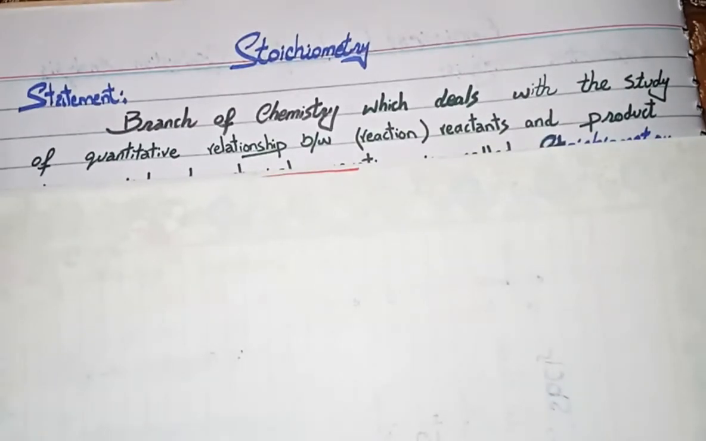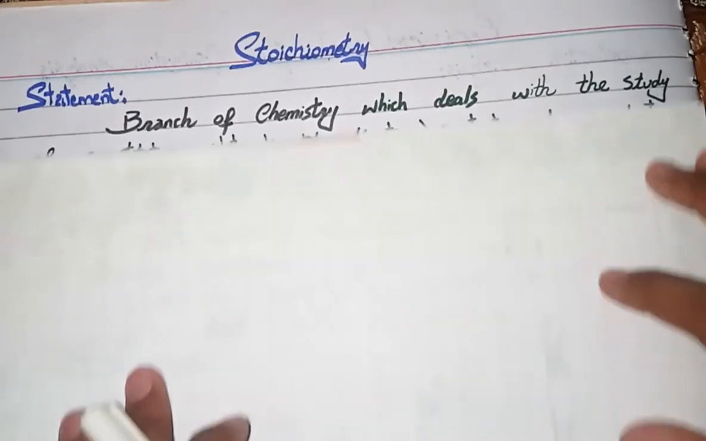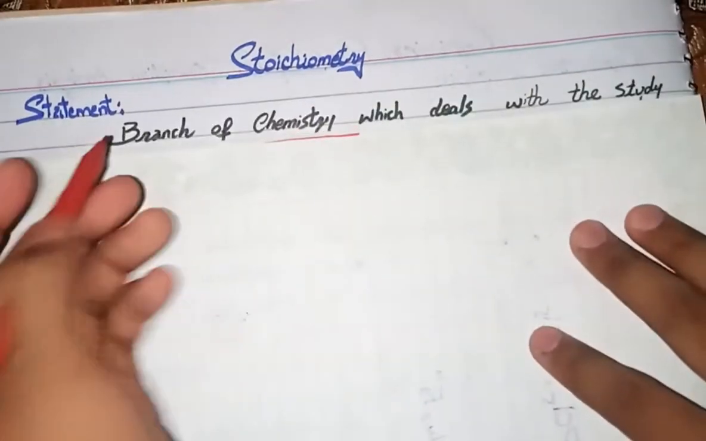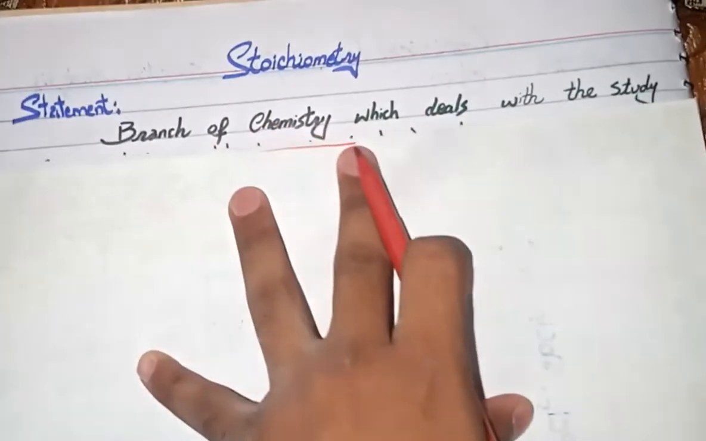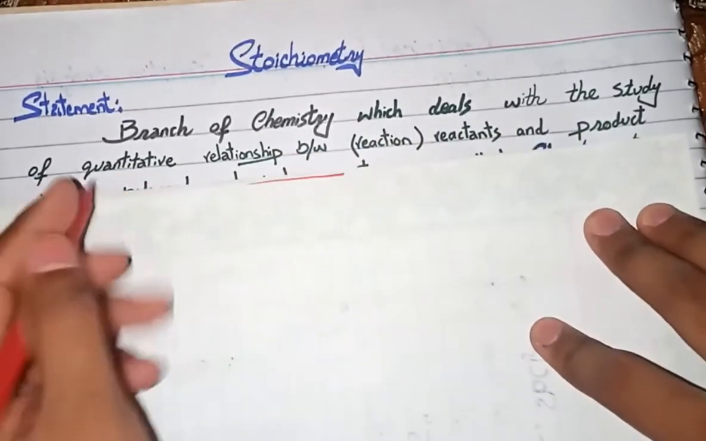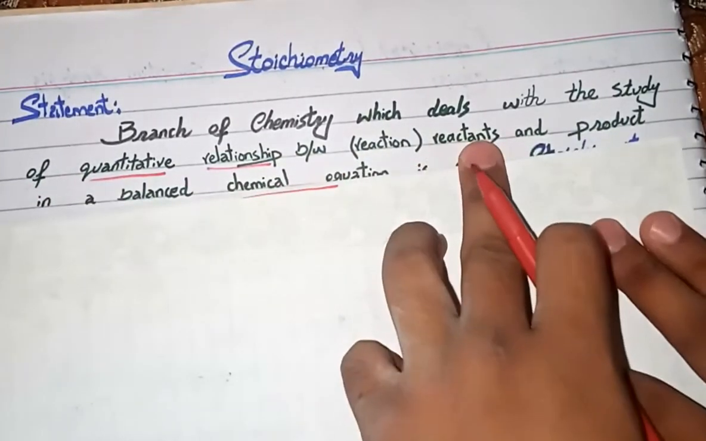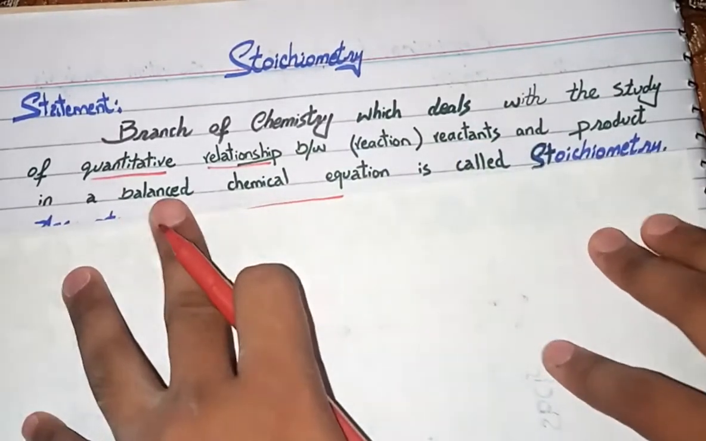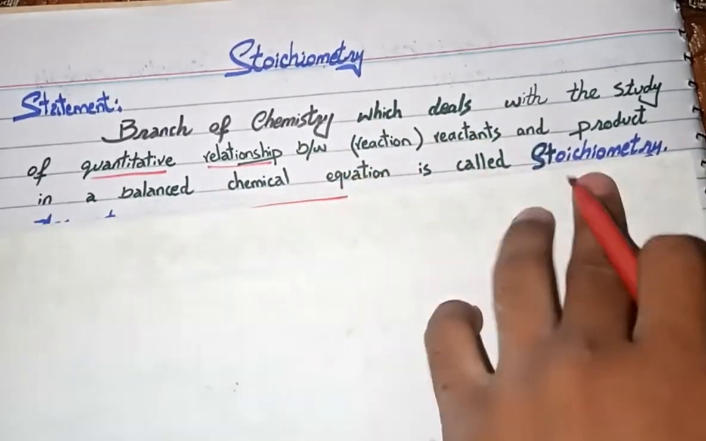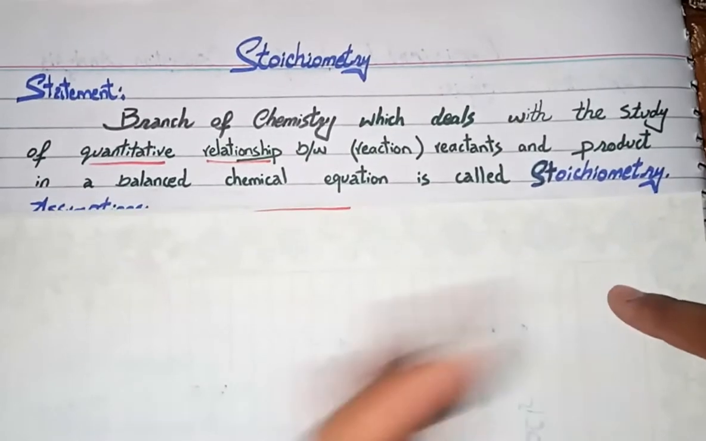My name is Toqeer and today we discuss stoichiometry. What is stoichiometry? A branch of chemistry which deals with the study of the quantitative relationship between reactants and products in a balanced chemical equation is called stoichiometry.